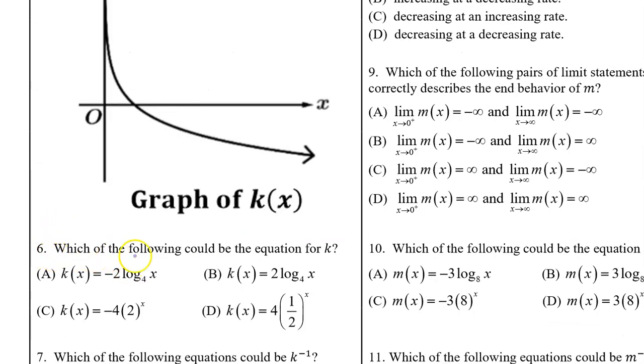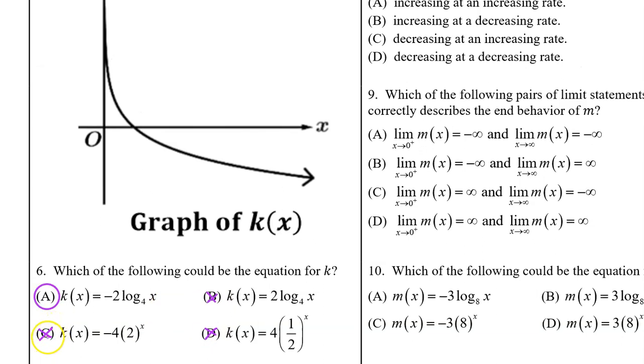Number 6, which of the following could be the equation for k? Notice that this is one of the decreasing versions of a logarithmic function. So the a value is going to have to be negative when it looks like this. A positive a value for a log function looks like this. So it's going to be a negative a value, so we've narrowed it down to either A or C. It cannot be B or D.